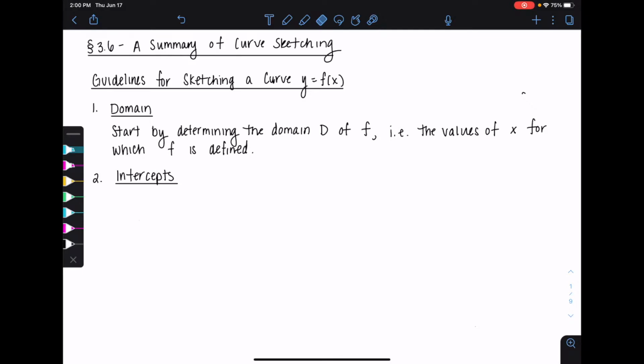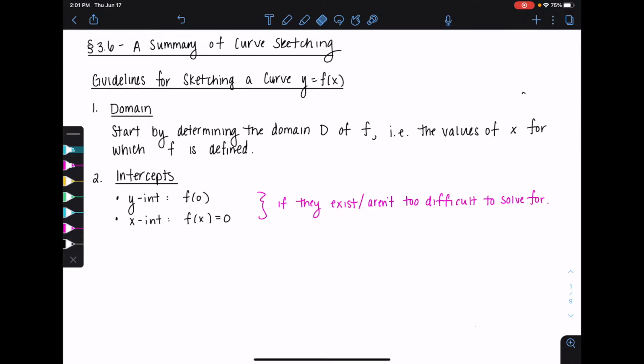Then, if you can, you want to find your different intercepts because those are always going to be good pieces to graph. So the y-intercept is going to be you plug in x equals 0. To find the x-intercept, you're going to set the function equal to 0. You really only want to do this if the intercepts exist and they're not insanely difficult to solve for.